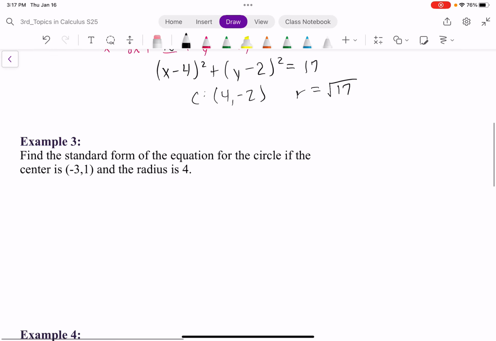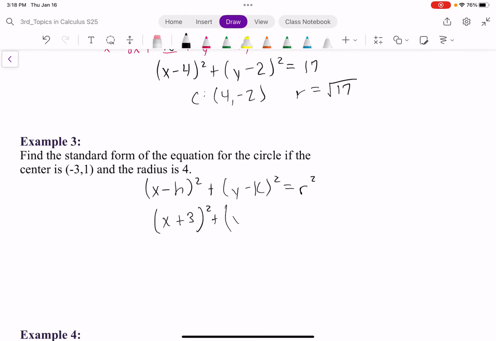So then, other types, if we're given the center and the radius, again, the formula is (x - h)² + (y - k)² = r². My h would be plus 3. My k is minus 1. And then my radius is 4, so 4 squared is 16. And that's it.